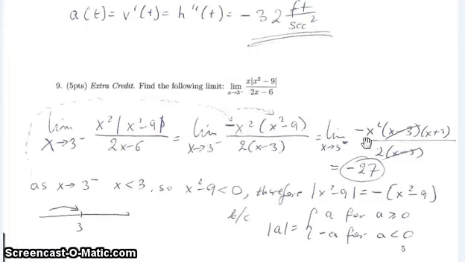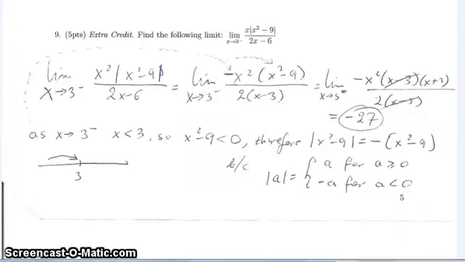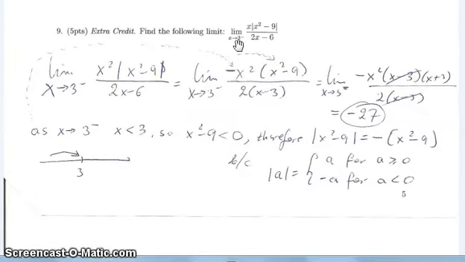Problem 9, the extra credit problem. Find the following limit. And the limit is as x approaches 3 from the left of x times the absolute value of x squared minus 9 divided by 2x minus 6. Now, if you just replace x with 3, you won't get anywhere because you get 0 over 0. So you have to simplify it somehow.